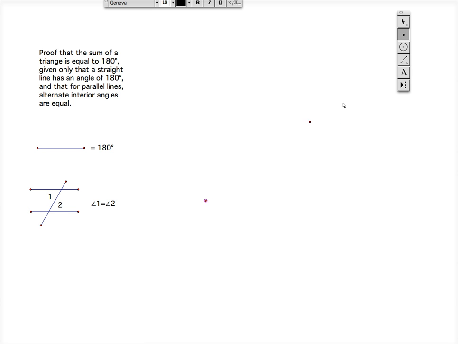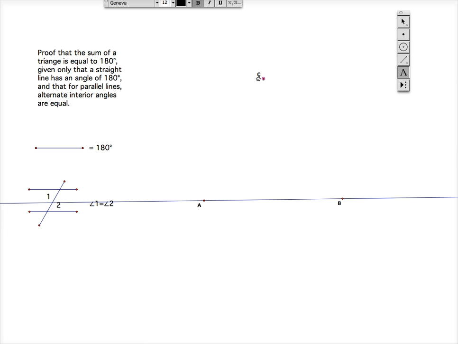My first step is to create a point, which I'm going to label A. I'm then going to create a second point labeled B, and I'm going to select my 2 points and construct a line through it. Now that I have my line, I am then going to construct a third point above the line. I'm going to call this point C, and I'm going to construct lines through points C and A, and through points C and B.